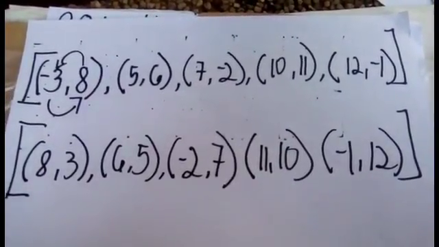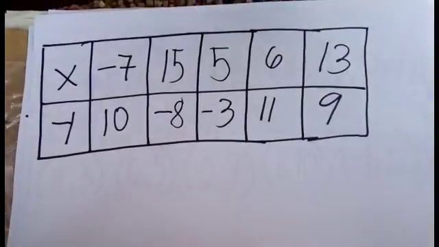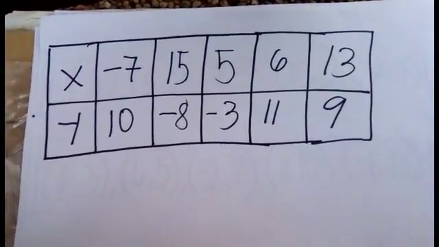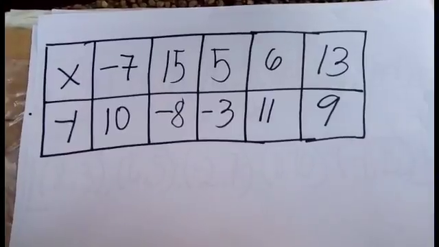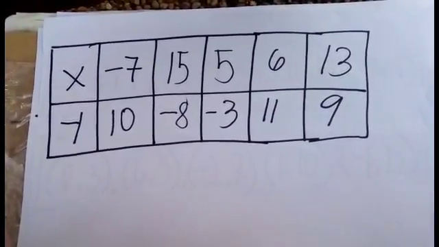I want to give another example, but this time I want you to do it also. We have here the original function. I want you to get the inverse and the set of ordered pairs of this function's inverse also.